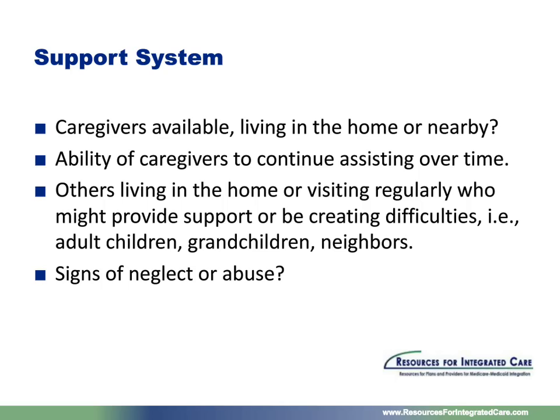We'll also look at who might be in the home or visiting regularly who might be creating difficulties, such as problems with caregivers, formal caregivers who are coming into the homes. Sometimes home care agencies have no problem at all in providing services to the older adult, but there's some kind of a conflict with somebody else in the home. And we will try to negotiate solutions to those types of issues.